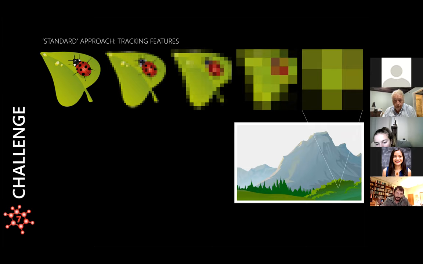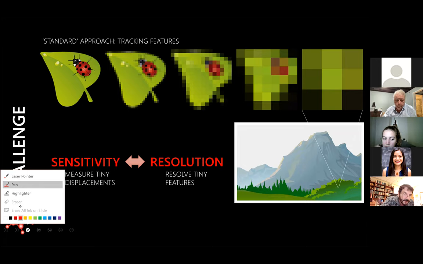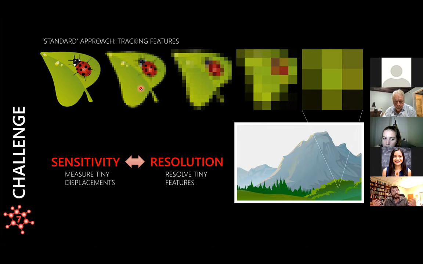And the issue is really that when we make measurements of motion, we typically like to image an object and see how much it moves. You can see what we're doing here, with the laser pointer. We're imaging this ladybug, and we can see it move, but if it's far away, we can't see the ladybug. So there's a connection between sensitivity and resolution. And he asked, can we break that somehow?